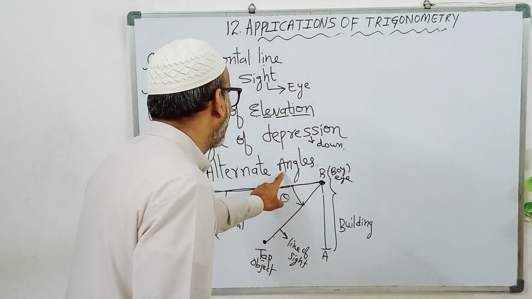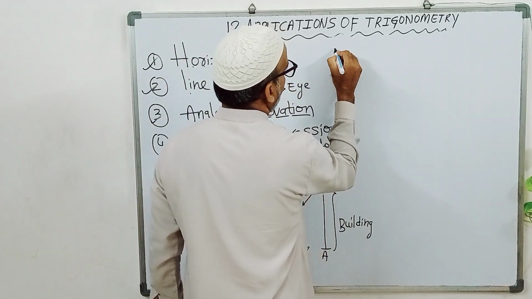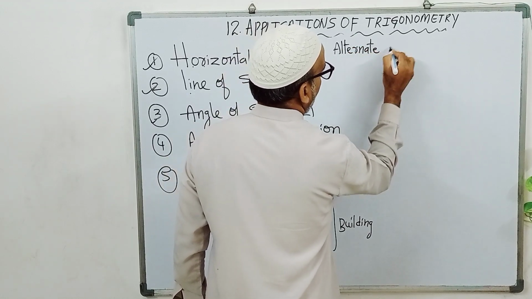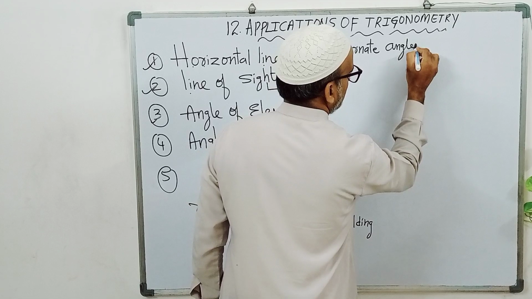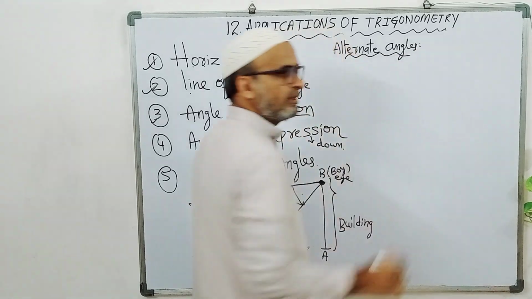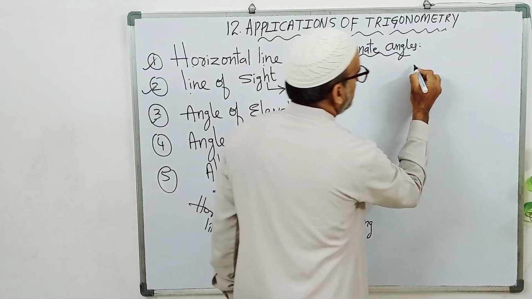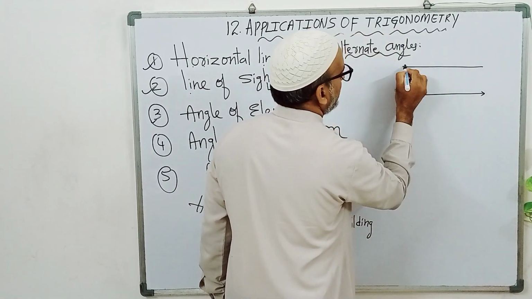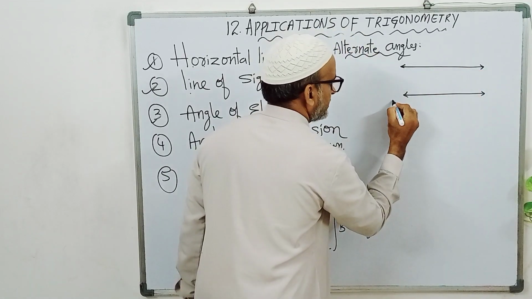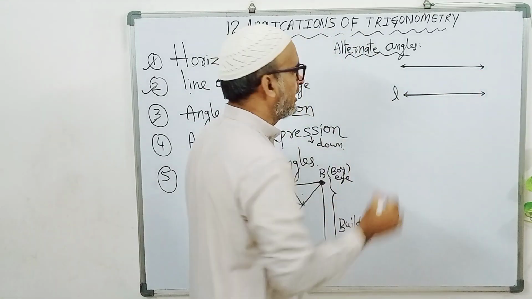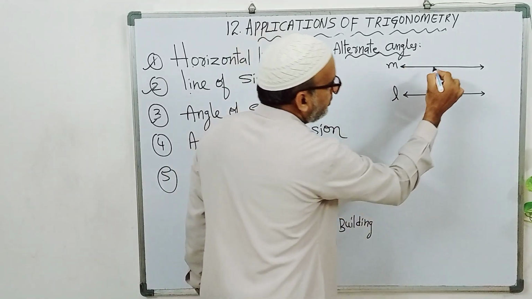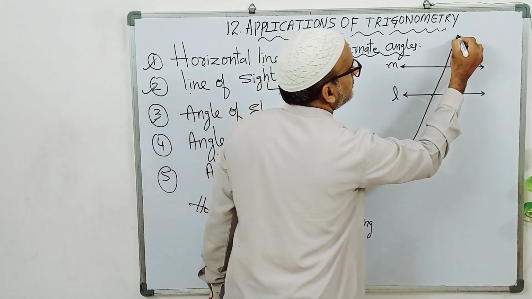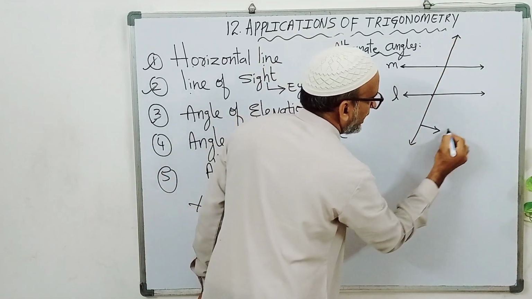An important definition is alternate angles. What is the meaning of alternate angles? Very important, see here carefully. These two lines, parallel lines I am taking, are denoted by small letters l, m. Now one line is cutting these two parallel lines like this. This is called a transversal.